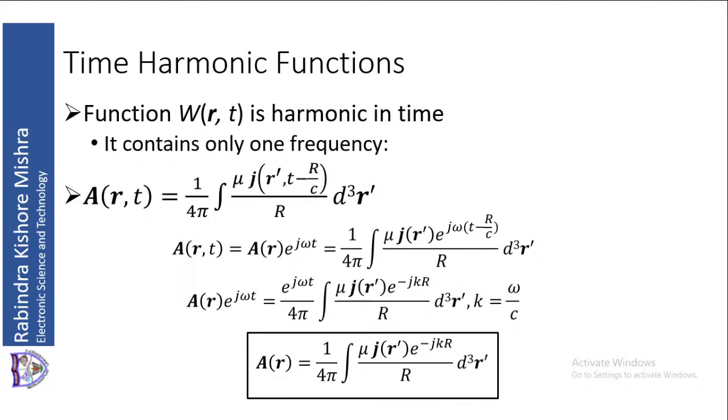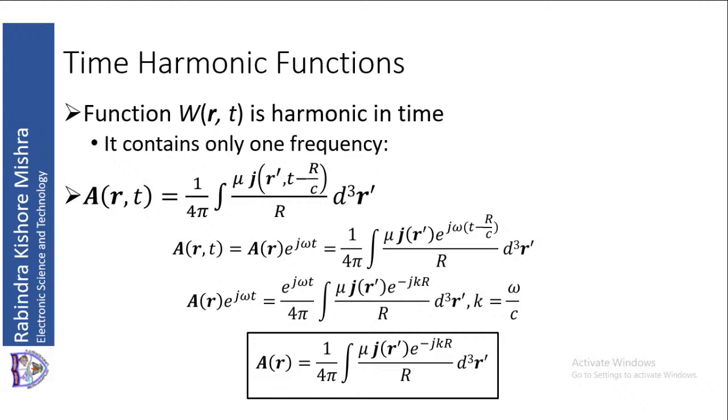Now suppose W is a function of space and time. W(r,t) is a spatio-temporal function. W is a function of space r and time t. Then it is said to be time harmonic, or harmonic in time, if it contains only one frequency. That is the first condition, that it should contain only one frequency.